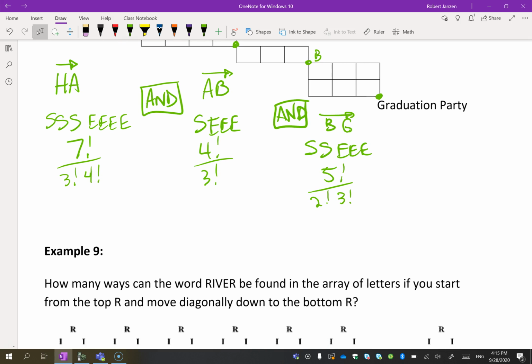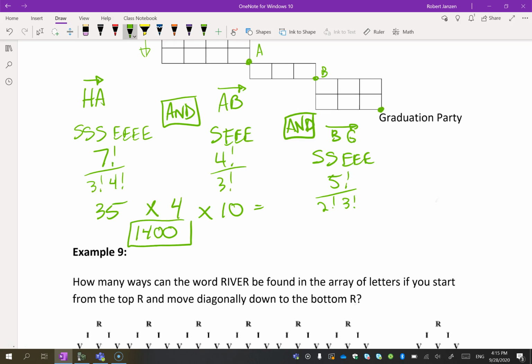Now if I want each of those to happen, okay, this is going to be 35 and 4 and what is that? That's going to be 10. So I'm going to get 1,400 ways. All right.